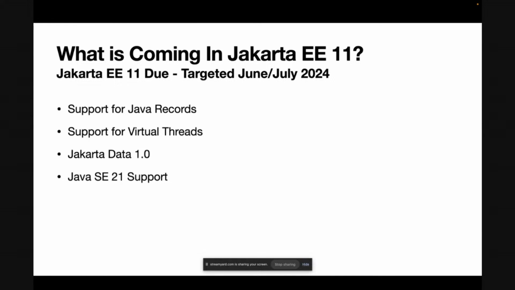So what's coming in Jakarta EE11? Well, it's important to note that this is targeted for June and July 2024, so it's coming up quick. Before you know it, it'll be here. Support for Java records, which I can't wait for. Support for virtual threads, Jakarta Data 1.0, and Java 21 support. And more than that is coming as well. So that's just a couple of the bullet points for what's coming up in Jakarta EE11.